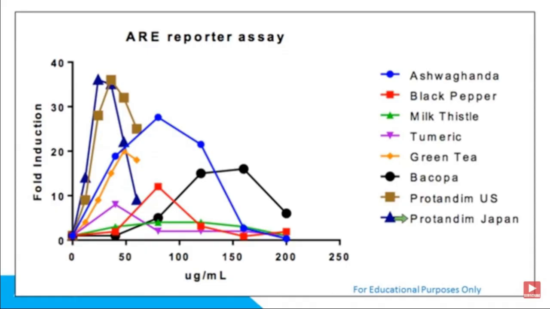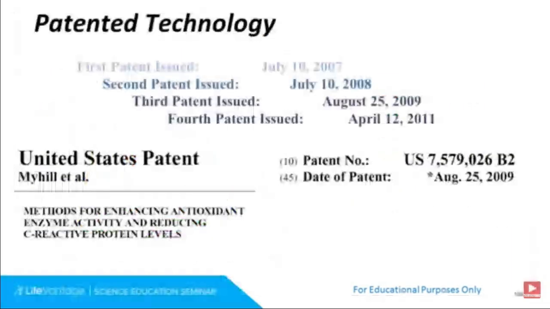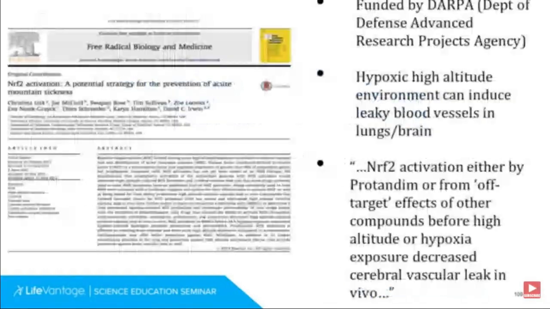I think that was the ashwagandha. And so they replaced that with black pepper for the Japanese version. But the Nrf2 activation for both the US and the Japanese were very, very similar, nearly identical. So Protandim actually has 7 patents now in the US and 3 international patents because of that unique synergistic action.